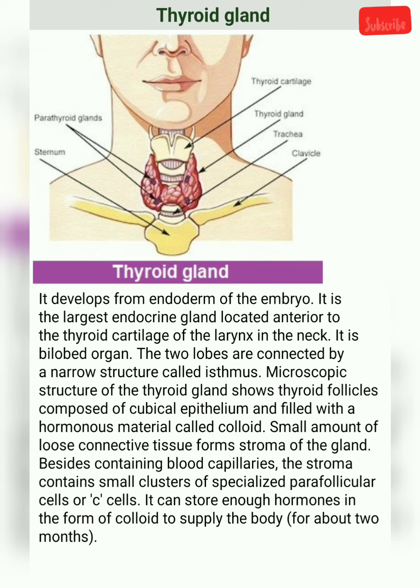Microscopic structure of the thyroid gland shows thyroid follicles composed of cubical epithelium and filled with a hormonous material called colloid. Small amount of loose connective tissue forms stroma of the gland. Besides containing blood capillaries, the stroma contains small clusters of specialized parafollicular cells or C cells. It can store enough hormones in the form of colloid to supply the body for about 2 months.